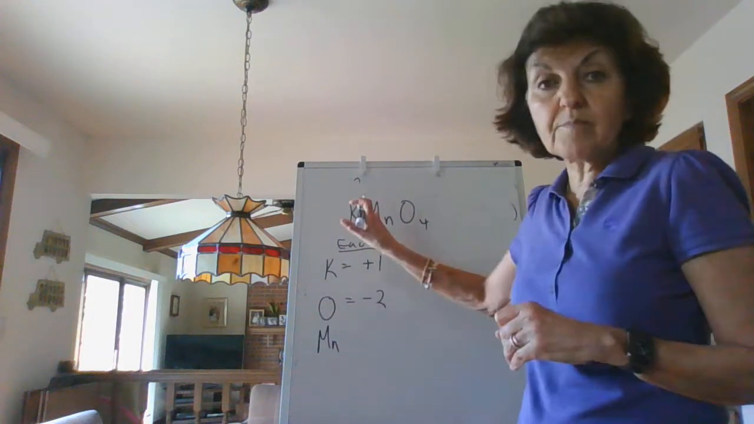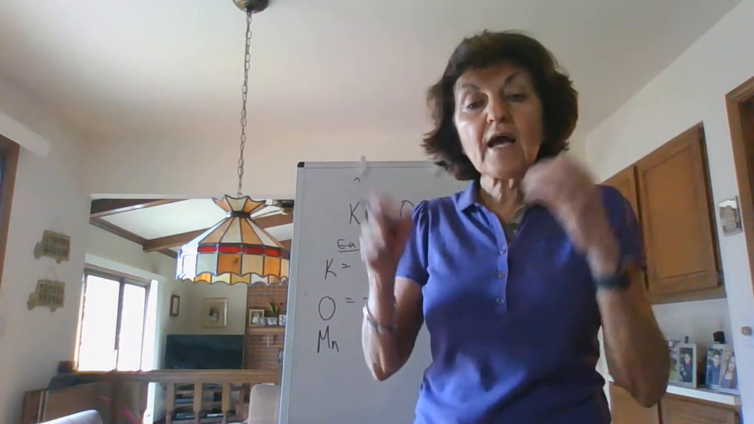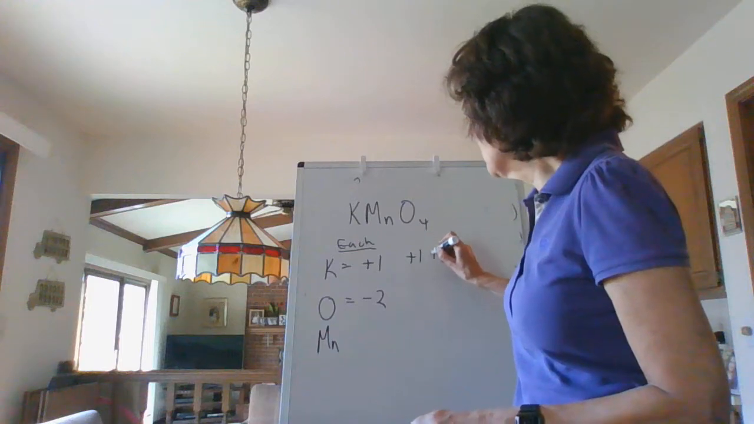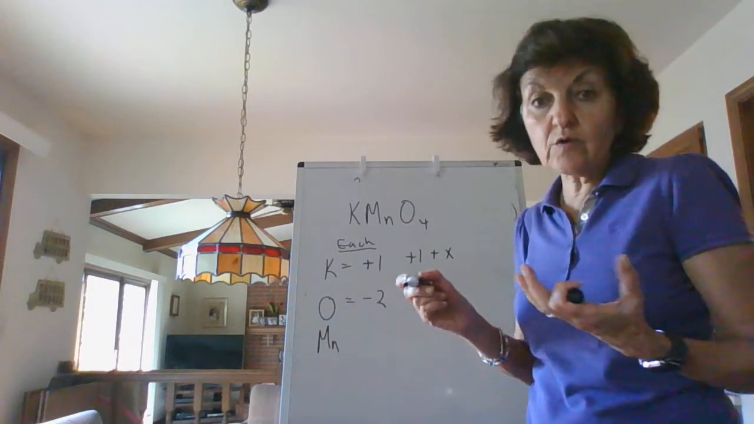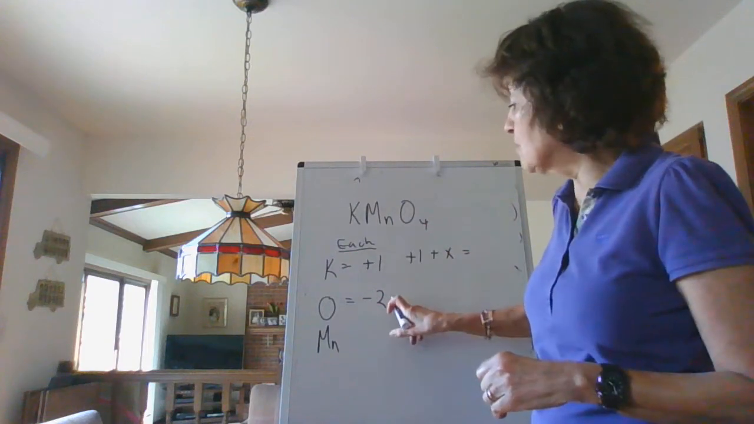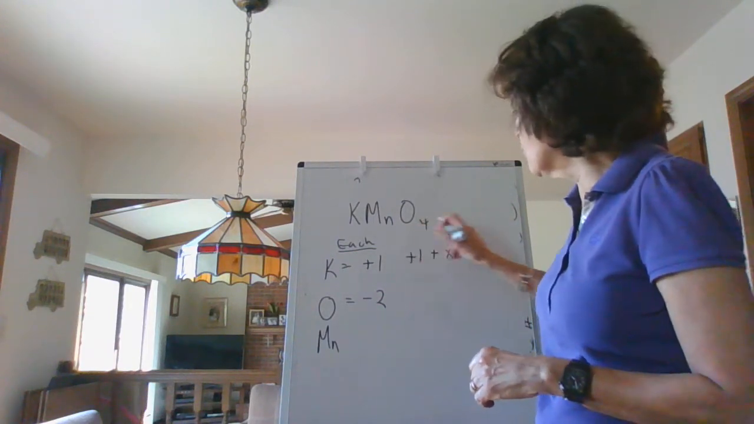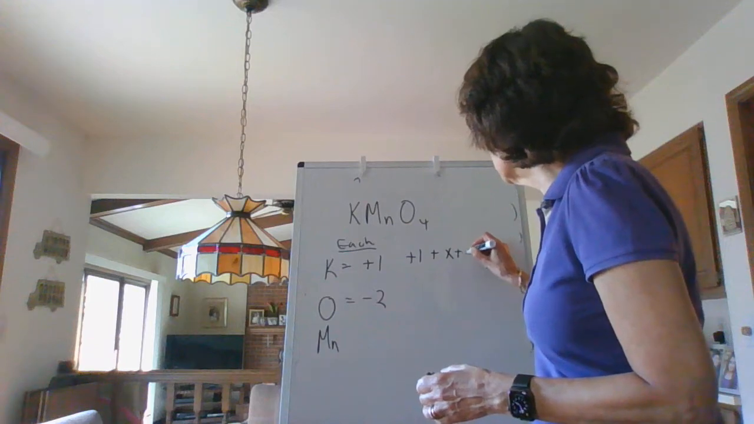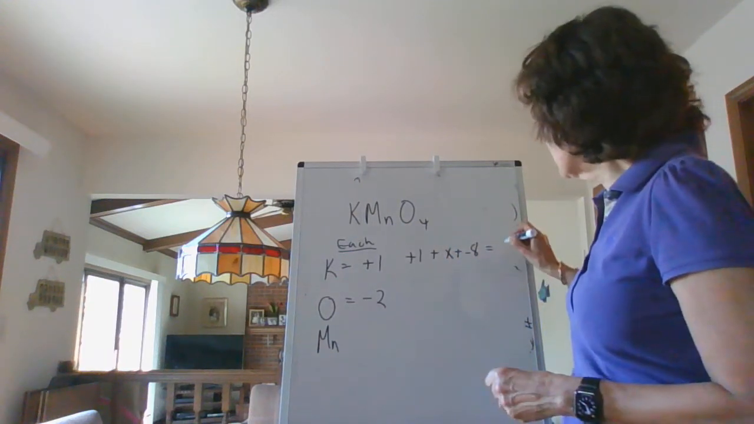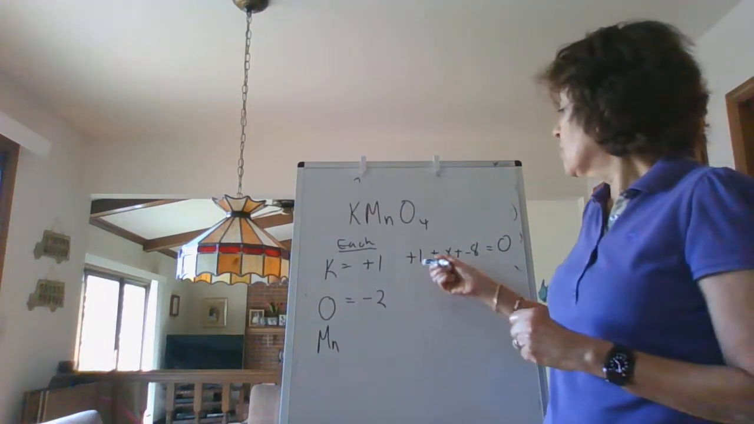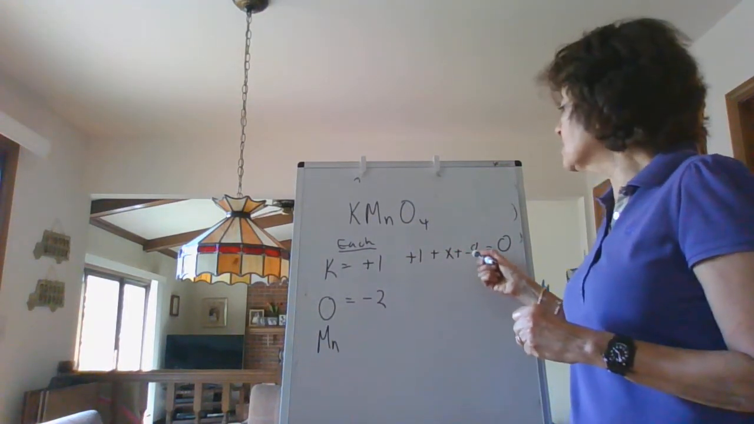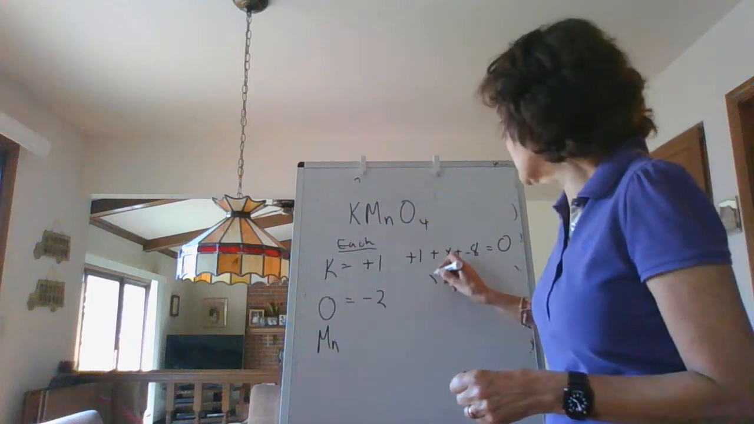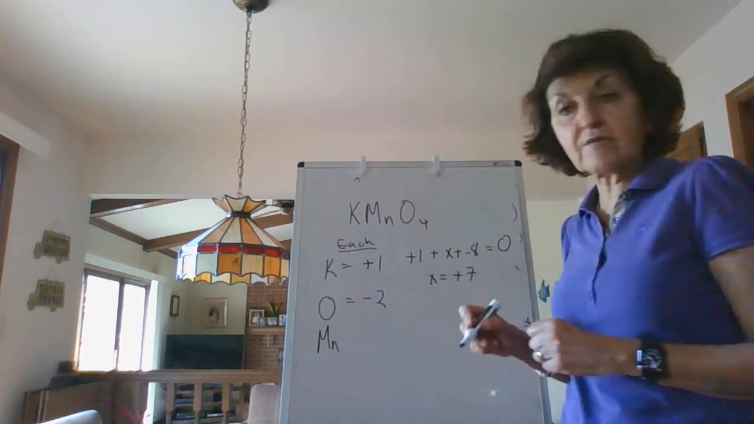This is a neutral compound, so that means the sum of the oxidation numbers has to equal 0, right? So we know that potassium is +1. We know that the manganese is X. We don't know what that is. And we know that the oxygen is -2. -2 times 4 is -8. All together, they have to equal 0. Okay? So I have a +1 plus X plus -8 equals 0. You manipulate the equation. Again, this is basic simple algebra. X is equal to +7. All right?